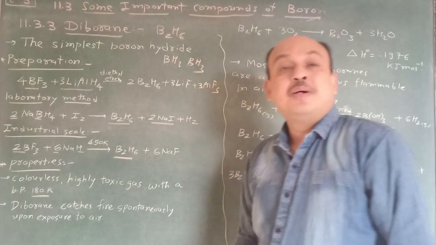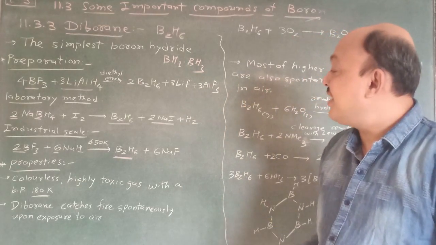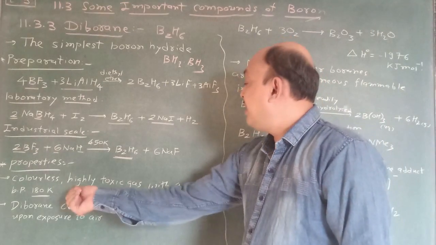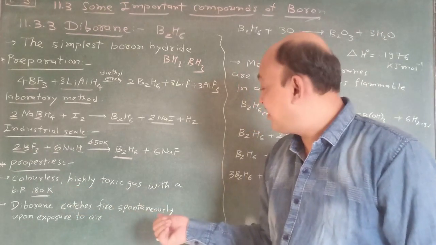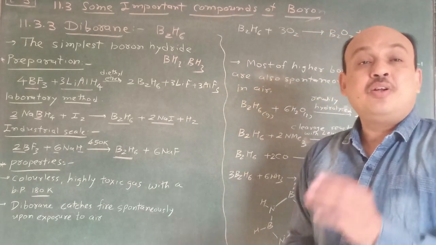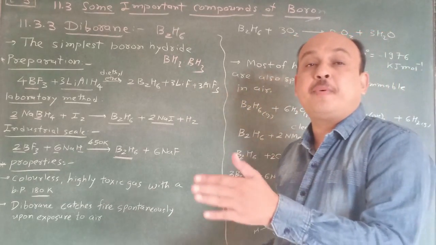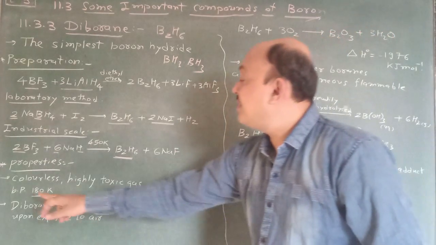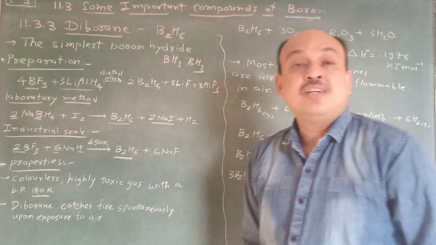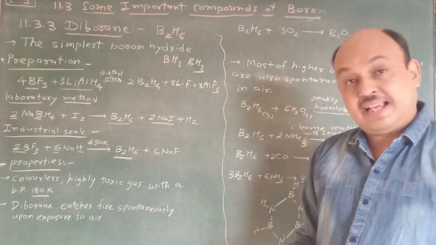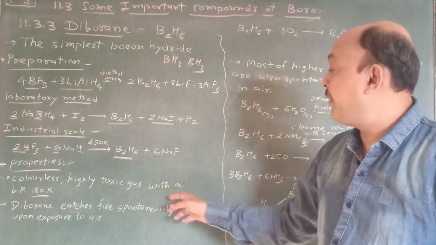Now properties. Properties are very interesting. It is colorless, that means white color, a highly toxic gas with a boiling point 180 Kelvin. Normal temperature is 298 Kelvin, and just see, 180 Kelvin is there. So it catches fire when it is opened in air. So it's a very important property.